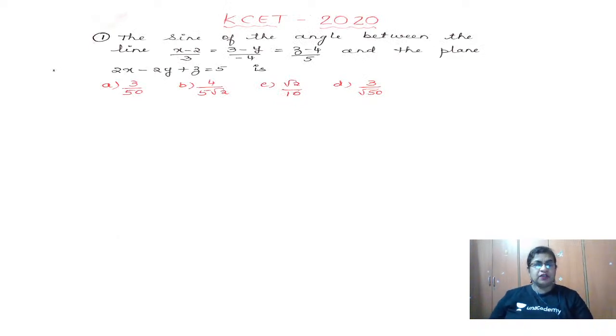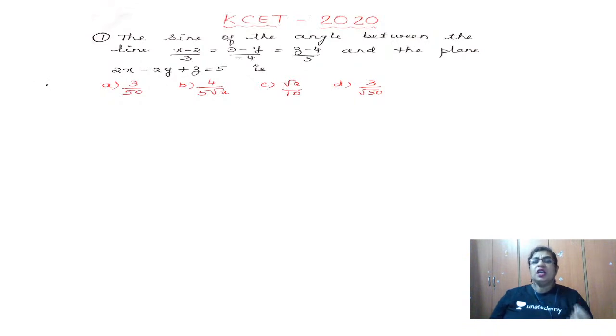What is the first question? Now, in these questions, first let us try to understand what is given in the questions. Okay, so let us try and understand the question before we proceed with the solutions, right? Okay, so what is given to us? The sine of the angle between the line and the plane is given. Okay, so one line is given and plane is given.